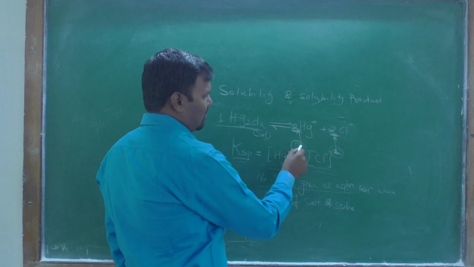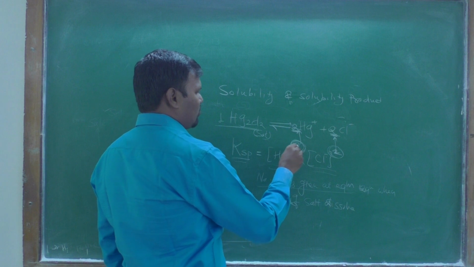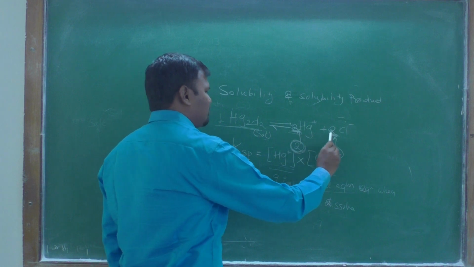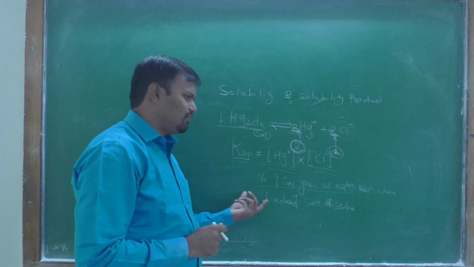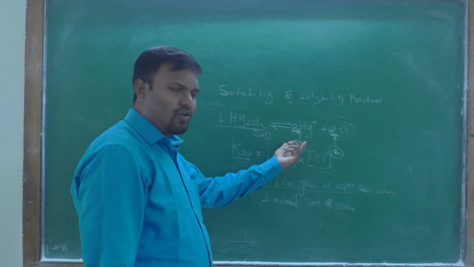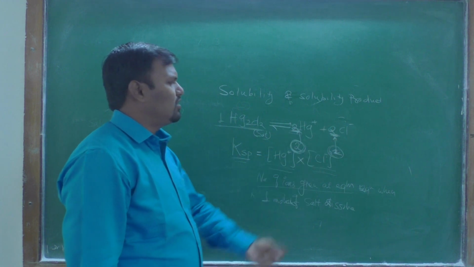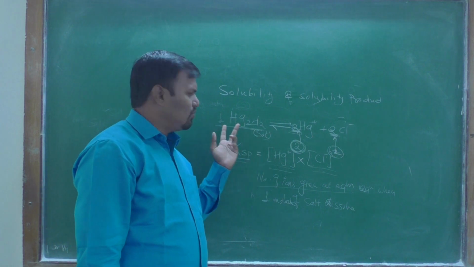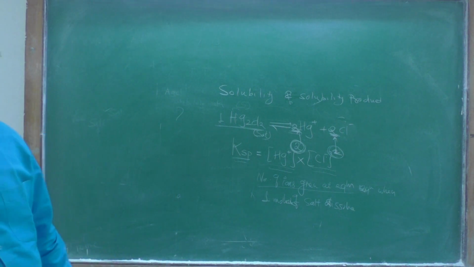This 2 is the power we use in the constant: Hg+ power to the 2, Cl- power to the 2. This power is the number of ions produced from the 1 molecule of the salt. Therefore, it is a product of ions raised to the appropriate power, and that power is nothing but the number of ions produced in the equilibrium equation when one molecule is ionized. This is nothing but the definition of Ksp.